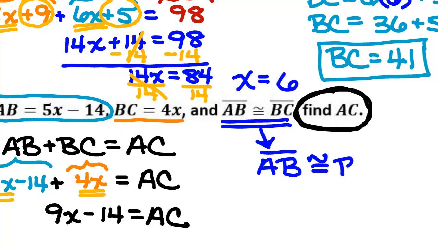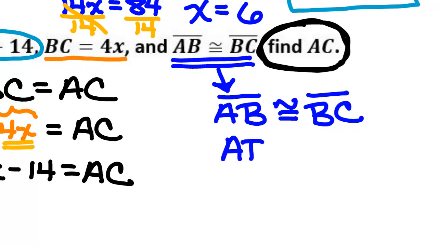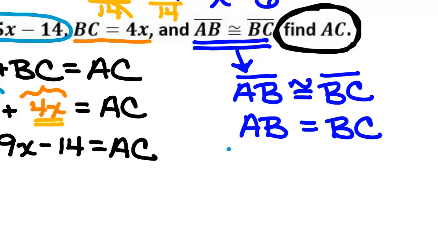AB is congruent to BC. If the segments are congruent, then what is true about their measurements? They're the same. What symbol do we have in math that means the same? Equal. So the length of segment AB is equal to the length of segment BC. Do I have things that I can plug in for AB and for BC? Yep, what goes in for AB? 5x minus 14. What goes in for BC? 4x.